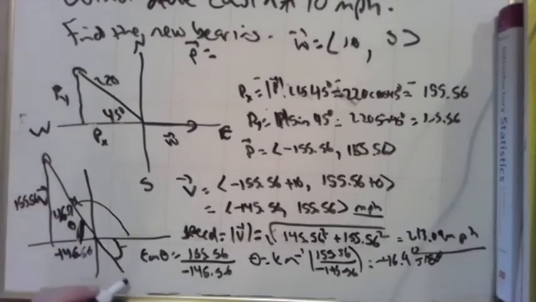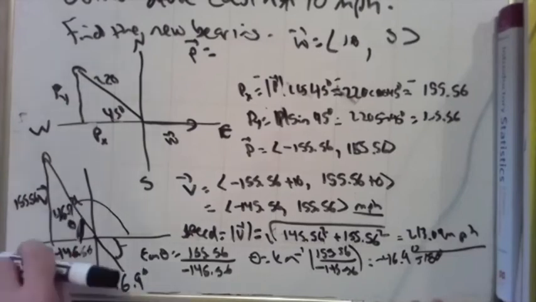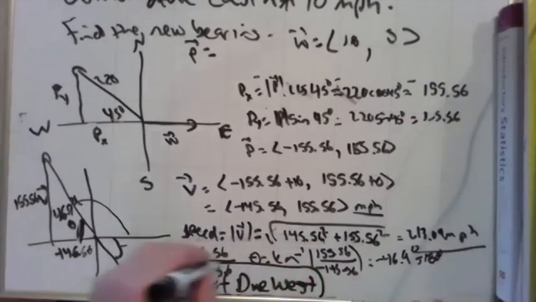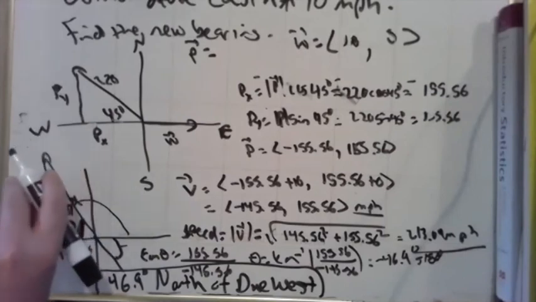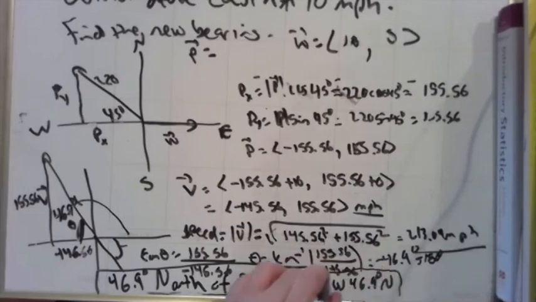So that's 46.9 degrees right there. Here's one way we could give the answer: 46.9 degrees north of due west. Here's due west. I've rotated 46.9 degrees toward the north. One way we can write that is west 46.9 north. So it says go west, face west, rotate 46.9 toward the north. So that's one way to write that.